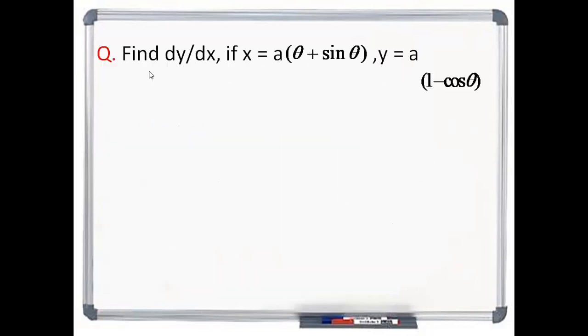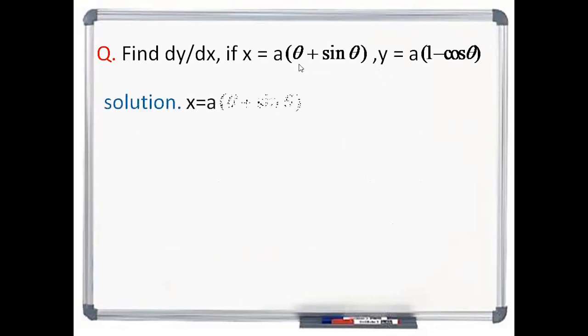This is our final answer. Next question. Find dy over dx if x equals a(theta plus sine theta) and y equals a(1 minus cos theta). So here x and y both are functions in the third variable, that is theta. So that's why this is again a question based on parametric form.